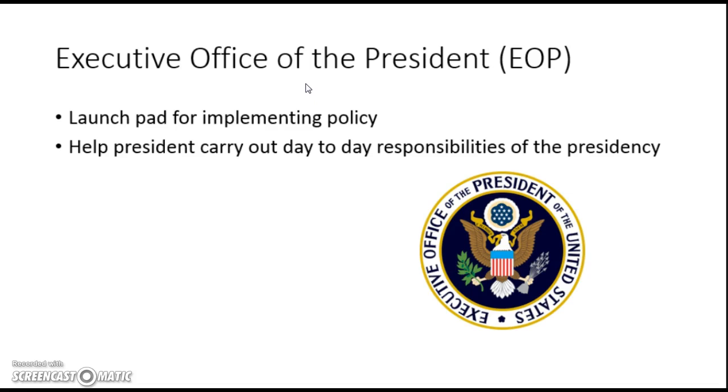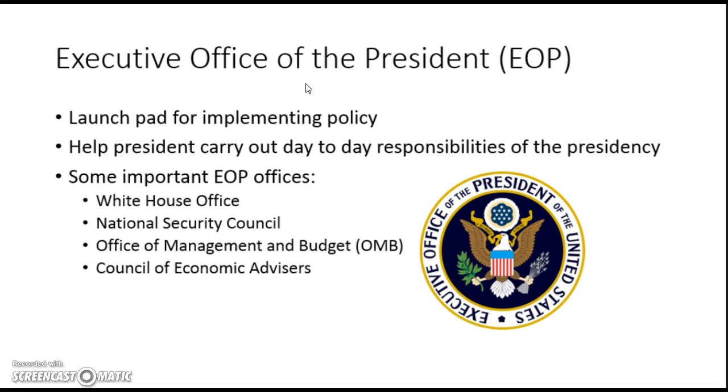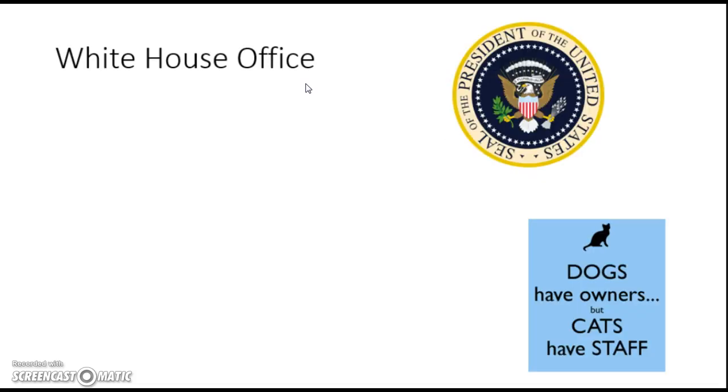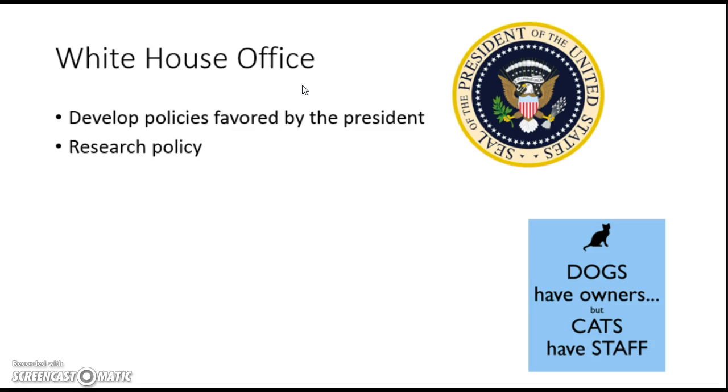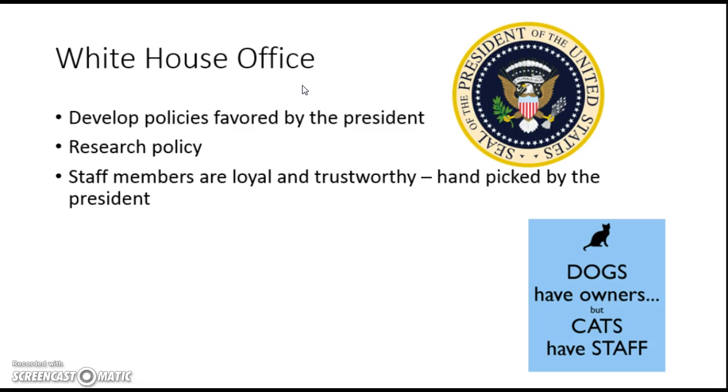Some of the important EOP offices include the White House office, the National Security Council, the Office of Management and Budget, which you've heard of, and the Council of Economic Advisors. Within the Executive Office of the President, you also have the White House office. The White House office develops policies favored by the president. They research policy. And the White House office is made up of staff members who are very loyal to the president and are trustworthy. They're handpicked. The president considers them close allies and confidants.